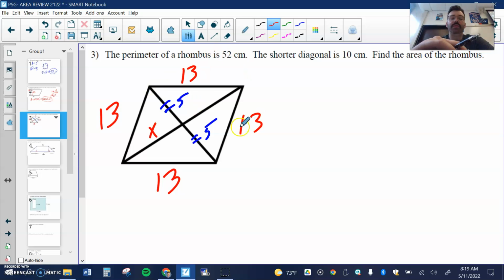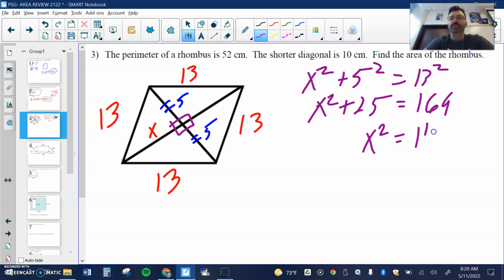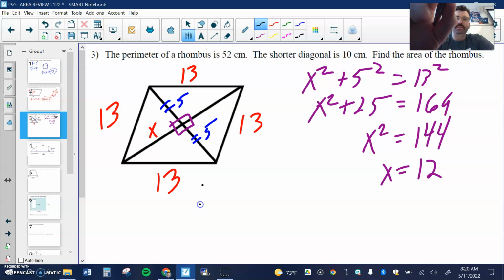Okay? When we're doing a rhombus, remember, you could use base times height, but 13 is not the height, 5 is not the height, or 10 is not the height either. Since I don't have that, I should remember that these are 4 right angles here, so I can do x squared plus 5 squared equals 13 squared. So x squared plus 25 equals 169, or x squared equals 144, which makes x 12. Now, some of you might remember 5, 12, 13 is one of our Pythagorean triples.